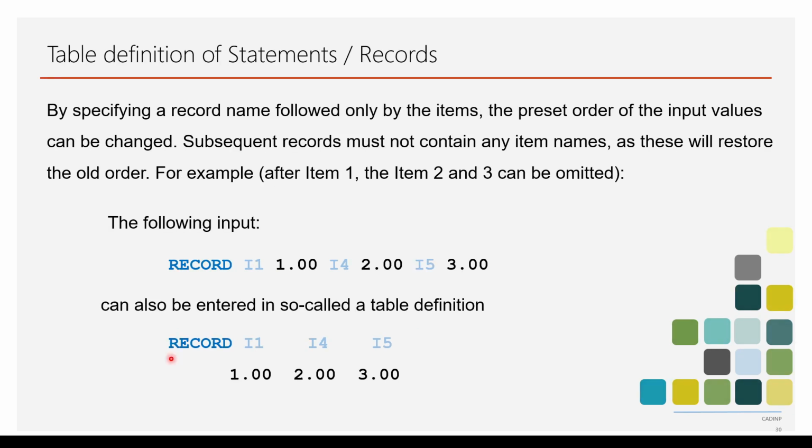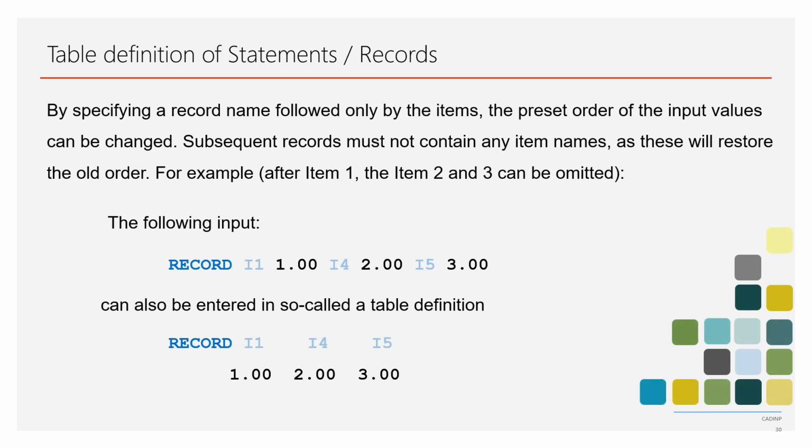By specifying a record name followed only by the items, the preset order of the input values can be changed. It means you can enter only the items one after another in the order you want without assigning any value to them. In the forthcoming line, however, it is sufficient to provide only the values, but in the order of the previously given items. This is called a table definition. Please be advised that the input line with the values only mustn't contain any item or record name.